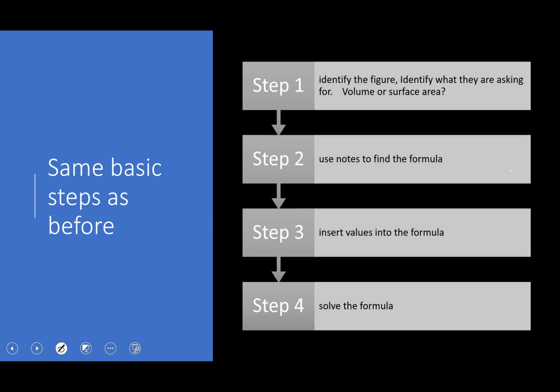All right, so same basic steps that we did before, except one minor change. You're going to identify the figure, and then here's the minor change: you're going to identify what they are asking for. Is it going to be volume or surface area? Then you're going to use your notes to find the formula, unless you've memorized it, which would be better. Step 3, insert the values that you've been given from the figure into the formula, and then solve for whatever they need. Usually it'll be for area or surface area or volume, unless for some reason you get a weird one like we had a couple of sections ago. But most of the time you're going to be looking for volume and surface area.